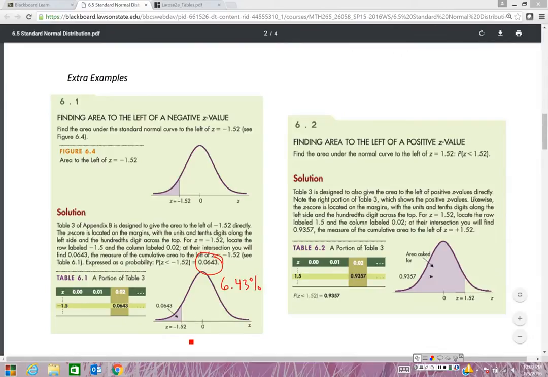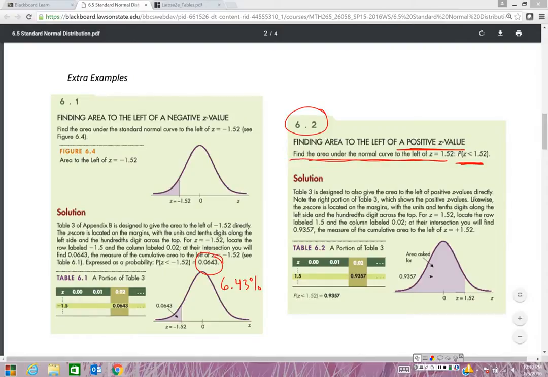Alright, one more example on finding the area to the left of a number. And in this case, we have finding the area to the left of a positive z value. Let's try z equals 1.52. So not -1.52, but positive 1.52. Also notice the notation for this. z is less than 1.52 means the same thing as this part written out.